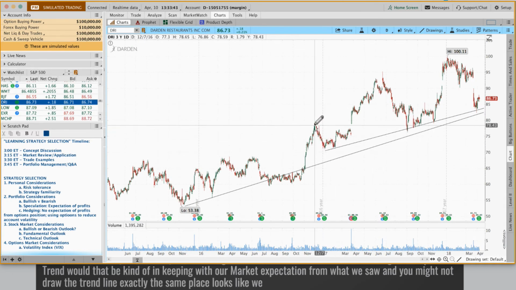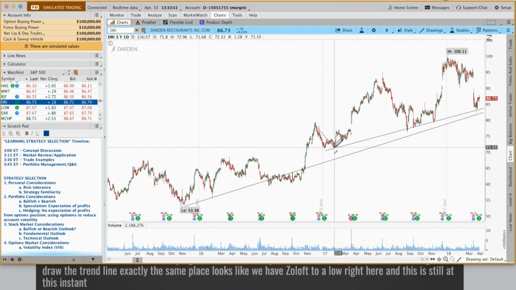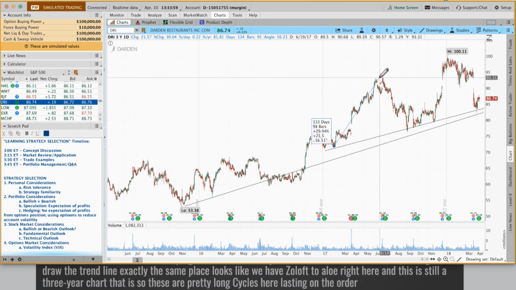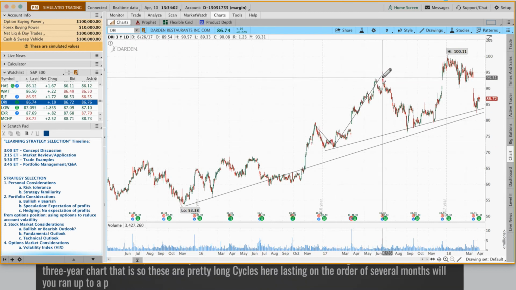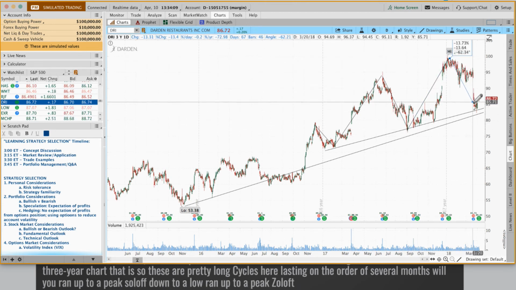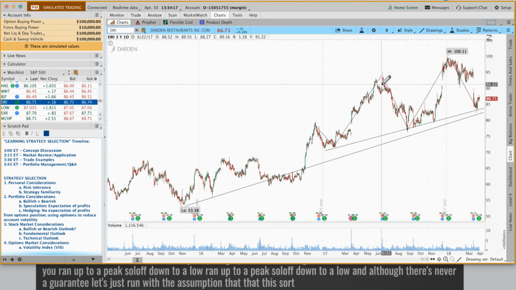Yeah, it looks like we have kind of cyclical highs and cyclical lows. Sold off to a low right here. And this is still, is this a 3-year chart? It is, yeah. So these are pretty long cycles here, lasting on the order of several months. We ran up to a peak, sold off down to a low, ran up to a peak, sold off down to a low, and although there's never a guarantee, let's just run with the assumption that this sort of a rhythm is going to hold into the future.